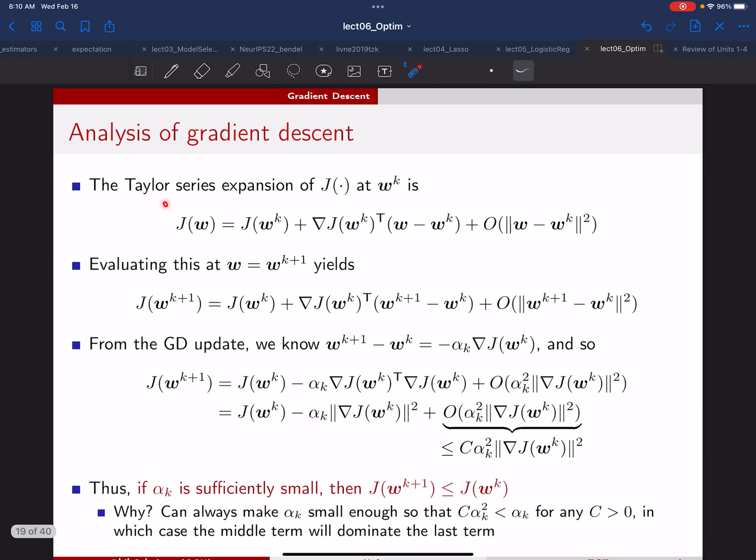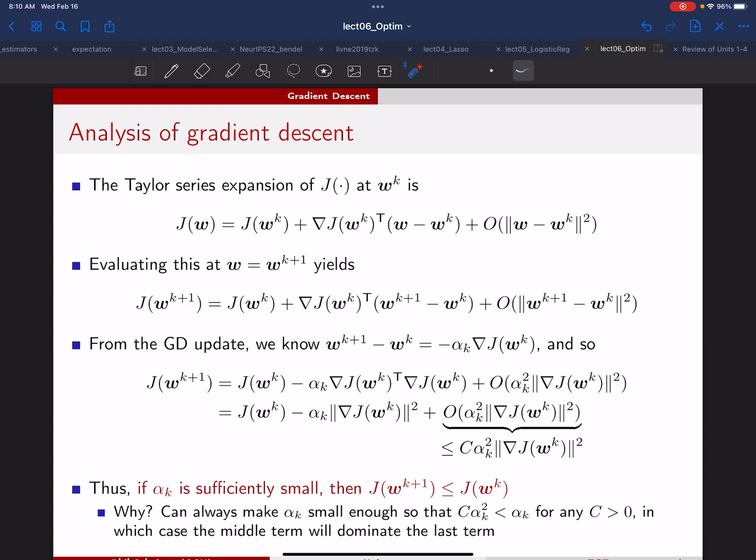Okay, so here we have the Taylor series expansion, which we know is a way of writing J as a function of an arbitrary W, relating it to what happens at a reference point W^k. So we have the cost at the reference plus the gradient inner product with the deviation from the reference, and then all the higher order terms are collected here. This is our big O. So this again means that for W close enough to W^k, this term is at most a constant, call it C, times this norm squared.